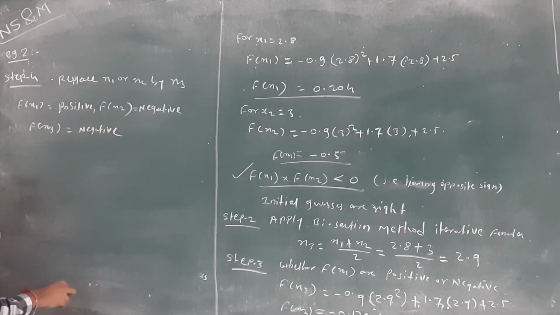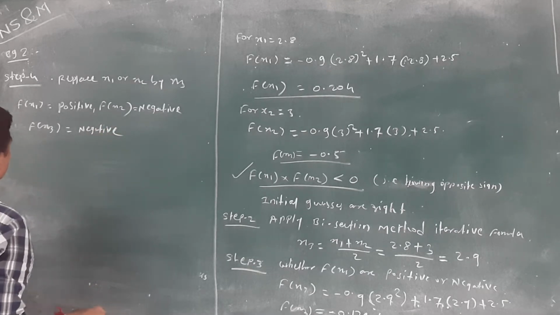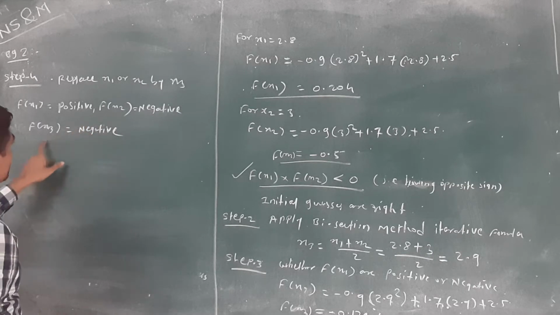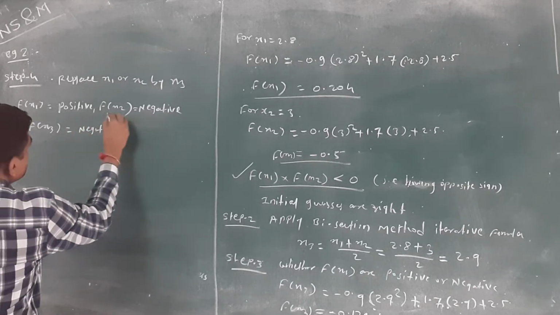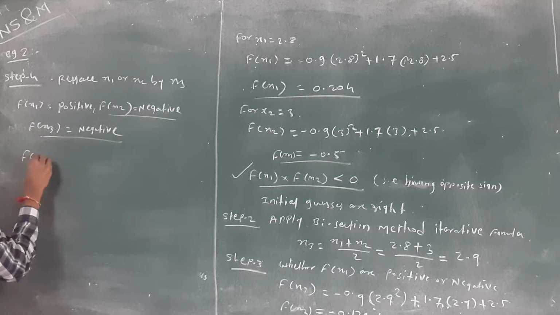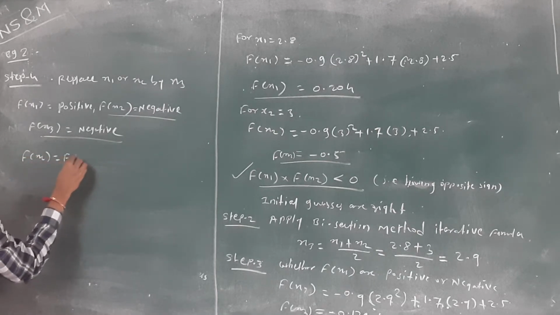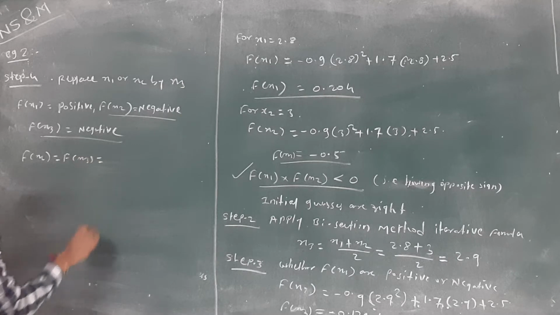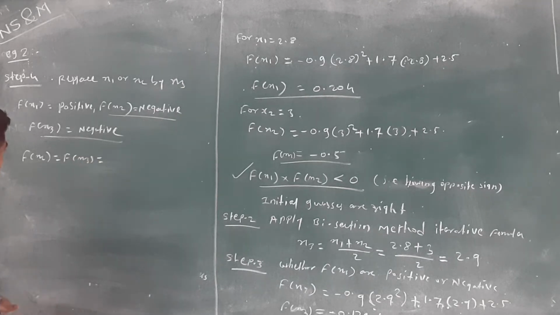Then which value will replace? Check which is having the same sign. F of x2 and f of x3 have the same sign, this one and this one. Then we will replace f of x2 is equal to f of x3 is equal to what is the value of that? Check that f of x3.